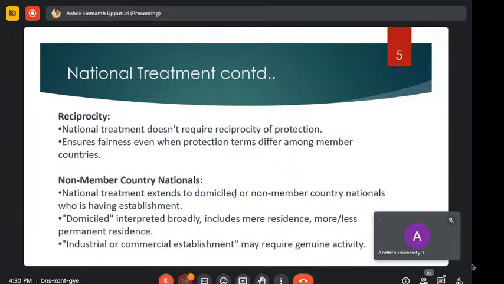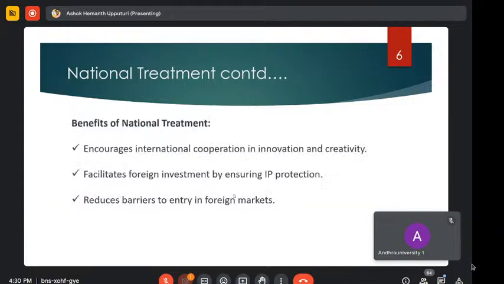So those are the exceptions, whatever I said. If you are a complete foreigner, you have to hire a patent agent or patent attorney who has a service address in India. So that is one exception. Apart from that, if you want to protect IP, even for a foreign national, even for a non-member, equal treatment will be given. That means national treatment or fair treatment will be given.